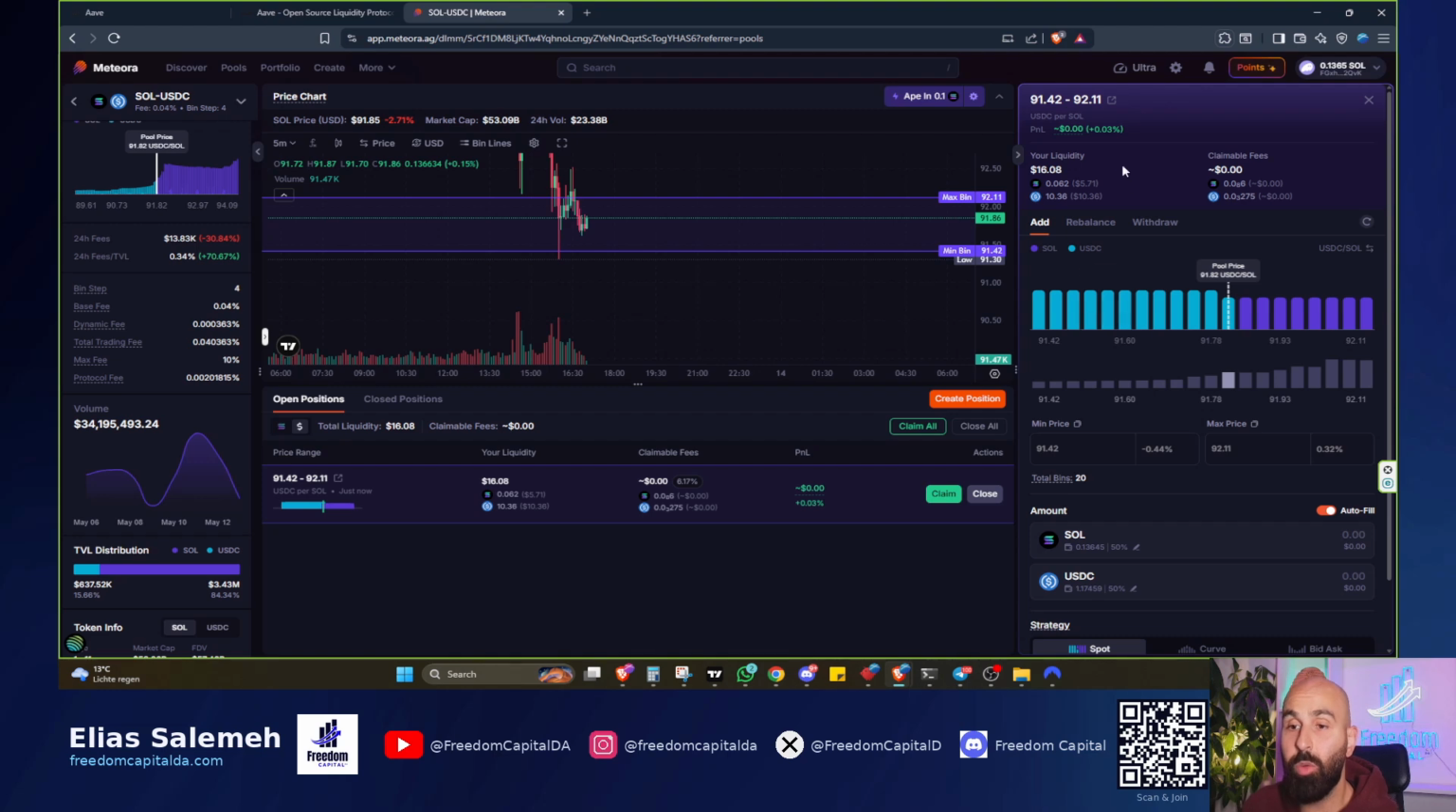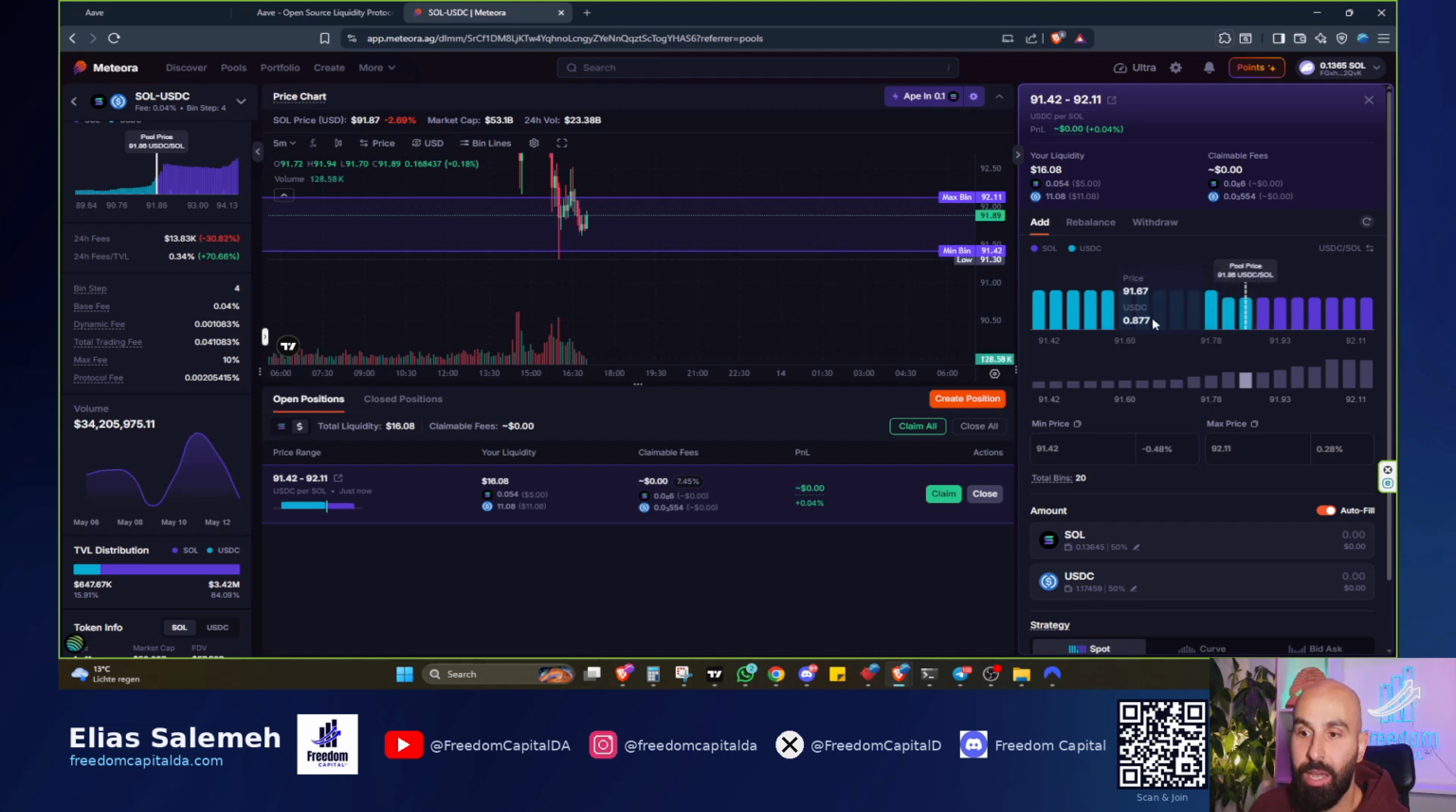This is the dashboard where you can see it all live. Right now, the liquidity range that I am in is 91.42 to 92.11 for every Solana. What you see here is the live price moving, and this is the fees, by the way, that I'm accumulating.